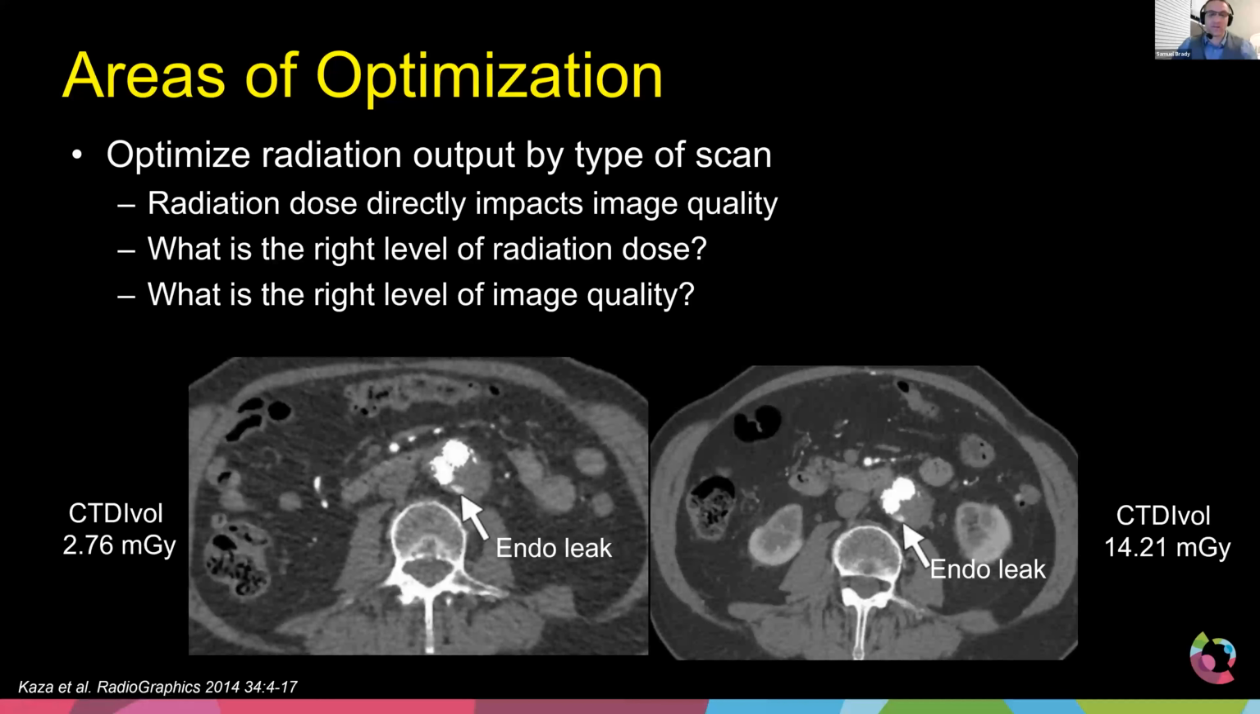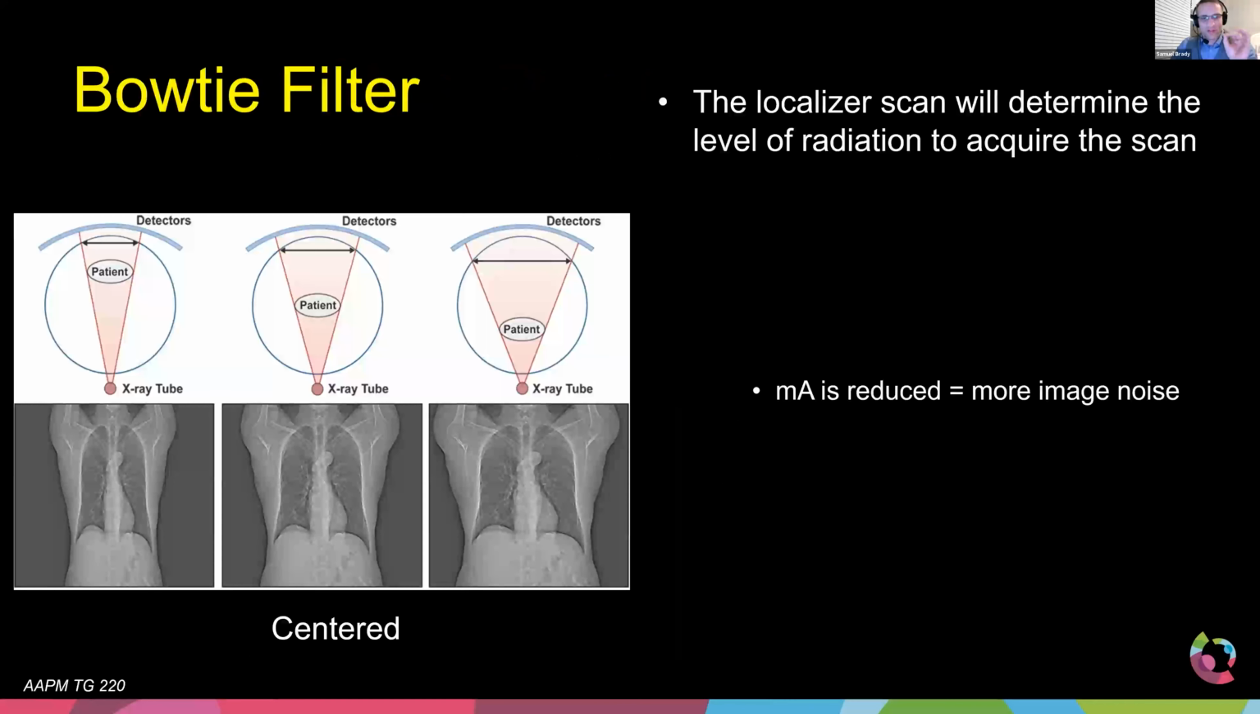I'm not a radiologist, I have to openly admit, but I can basically see the same leak in both of these images. So in my naive eyes, I don't think this patient needs 7 times the radiation dose for the task. Being able to tailor the right amount of dose for the right image quality is one of the more crucial questions we need to establish in our optimization team. That's why we need a radiologist, a technologist, a physicist, and some computer IT specialists.